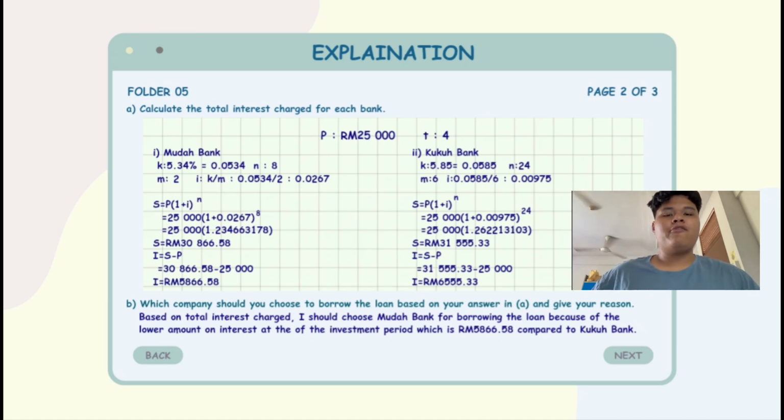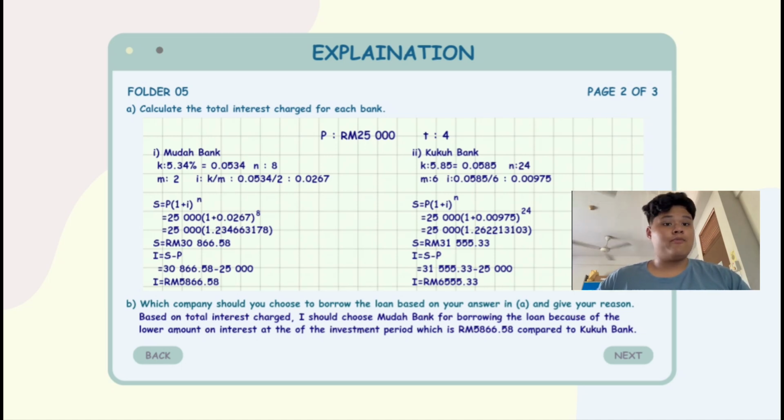use the formula S = P(1 + i)^n. From this formula, we have to break down the information. From the information we can get P = 25,000, k = 5.34%, which you have to divide by 100 to get 0.0534, and m is 2 because it mentions semi-annually. To get i, you use the formula k divided by m, so you insert k and m and you will get 0.0267.